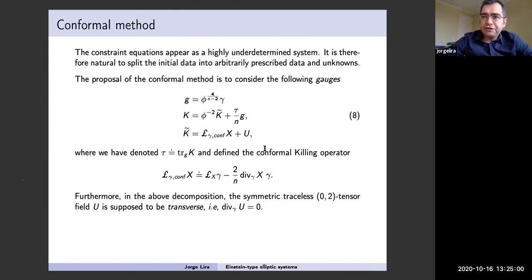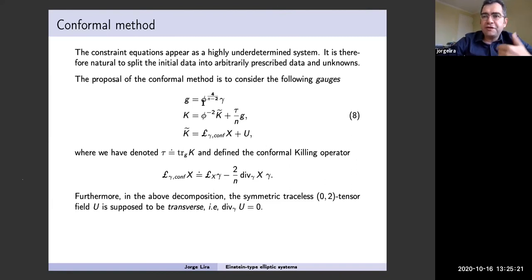And the idea to tackle this initial value formulation problem is to change appropriate background metrics, background choices, and then to reduce the problem to some conformal change of metric. So this is the idea dating back to Lichnerowicz and the work of Choquet-Bruhat.